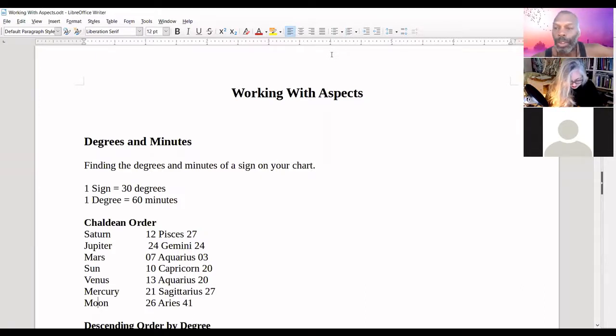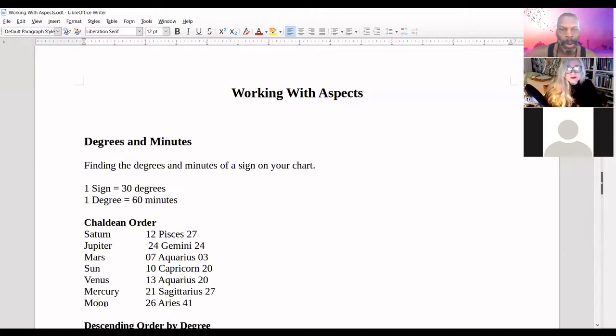Okay, so what you're doing first is listing the planets from Saturn to the Moon. The Chaldean order is from the slowest planet to the fastest. And so Saturn, Jupiter, Mars, Sun, Venus, Mercury, Moon. Next, you're finding the degrees and minutes that each of those planets is occupying of the sign they're occupying. As we mentioned, there will be one number on the left and one number on the right. The number on the left is the degrees. The number on the right is the minutes. So that is what you're looking for.